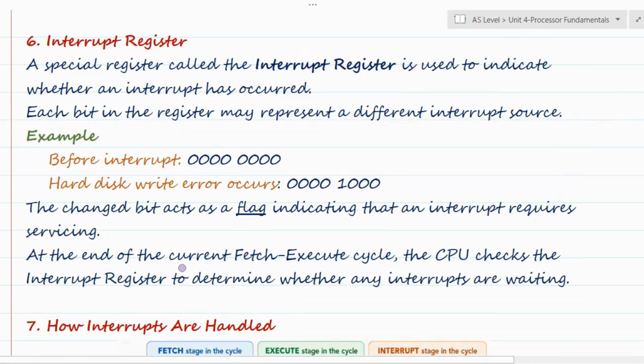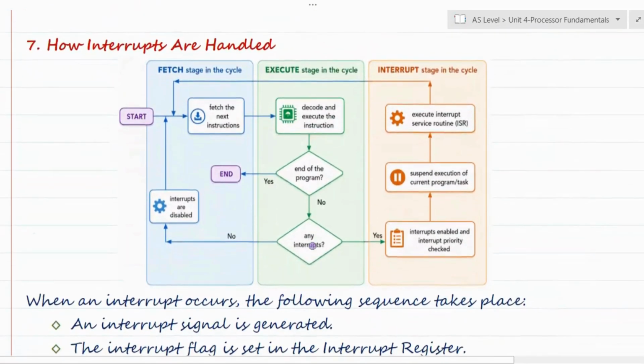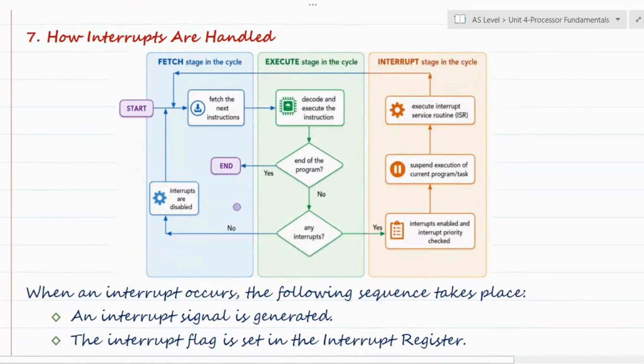So at the end of the current fetch decode execute cycle, the CPU checks the interrupt register to determine whether any interrupts are waiting. In case there is a flag raised, the interrupt would be handled. Now, how the interrupts are handled, that is also very, very interesting. Let's understand that: when an interrupt occurs, how is it handled in the fetch, decode, and execute cycle. This is very, very important from an exam point of view. Please listen very carefully.